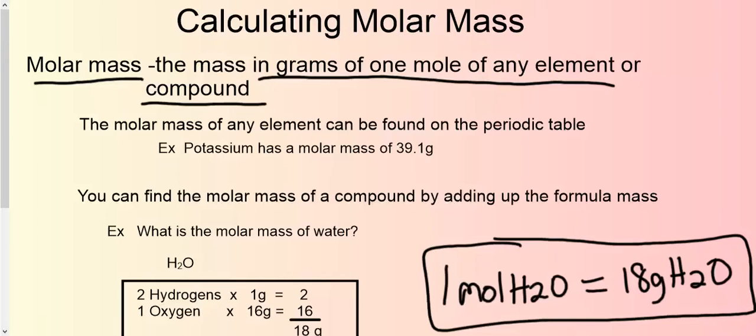Element. The molar mass of any element can be found on the periodic table. For example, potassium has a molar mass of 39.1 grams. I get that from the periodic table. If you want the molar mass of a formula, you just add up the weight of the formula.